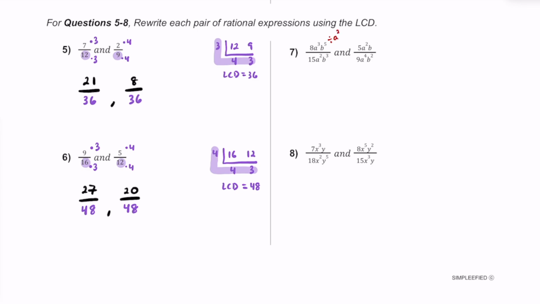So let's divide the top and bottom by a squared, right? They both have 2 of them. And then for the b's, it looks like they both have 3, so we can divide by b cubed as well. Okay, so that would be the GCF of this first fraction here.